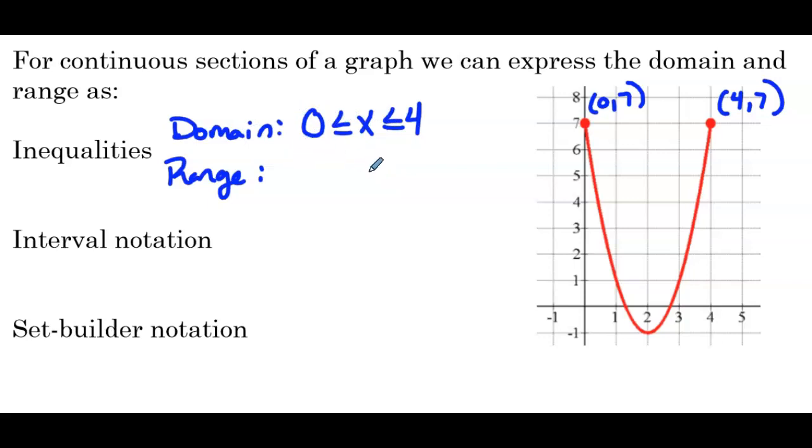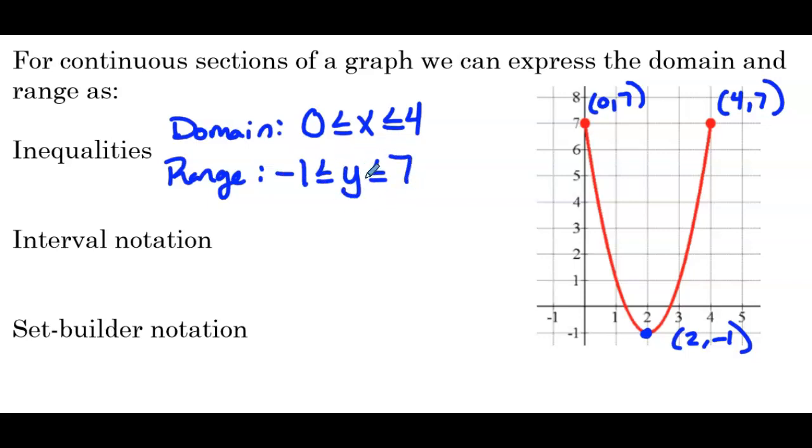For our range, we want to go from least to greatest, the same way that we listed the values out in the previous examples. So we're going to start at the bottom of our graph and work our way up. The lowest point that I see on our graph is the point (2, -1). So the lowest y value is -1, and as we work our way up the graph, the highest y value that we have on the graph is 7. So -1 is less than or equal to y, which is less than or equal to 7.